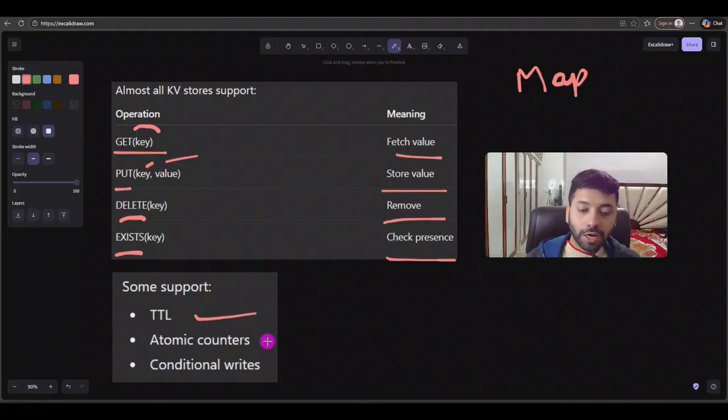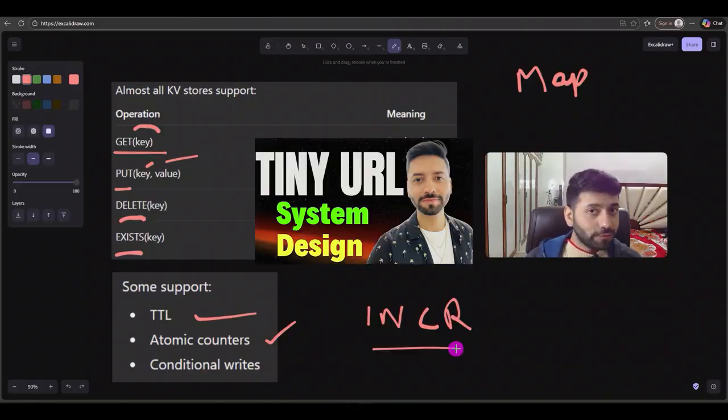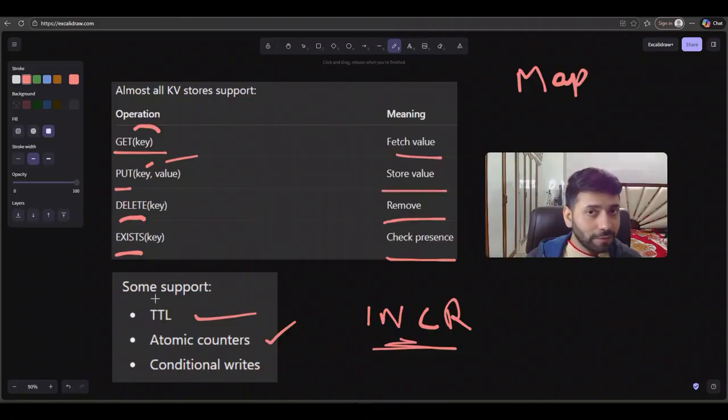Some also support atomic counters, like Redis provides the INCR atomic operation, correct? And some support conditional writes as well, which we have used in this system design video as well. Go check that out, you'll get clarity on how we are using these things. This is a good concept that you can use while designing your system design problems, correct?